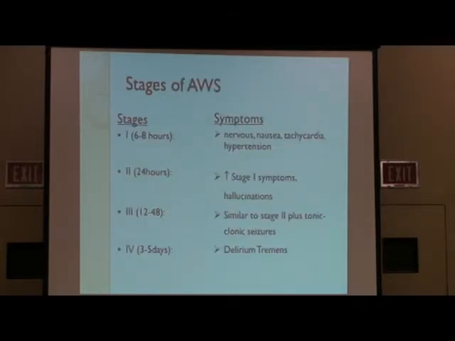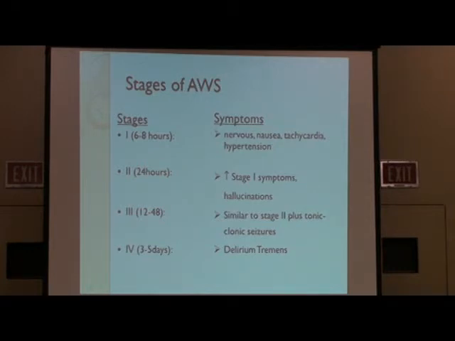There are classically four stages of alcohol withdrawal syndrome that are defined. They're not unique or discrete in any way. There can be significant overlap, but just to go over them: stage 1, within 6 to 8 hours, you begin to see the sympathetic symptoms: nervousness, nausea, vomiting, tachycardia, and perhaps hypertension.